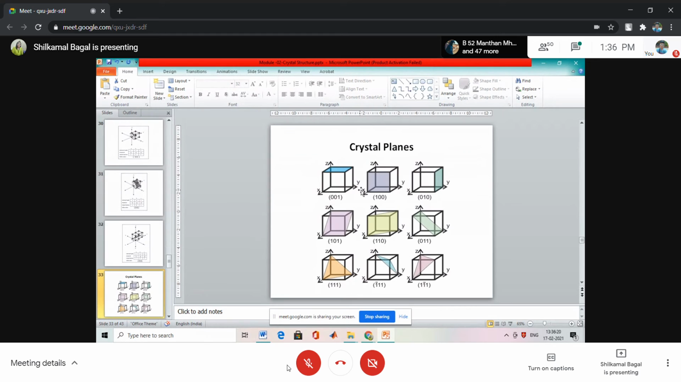Or if we are given the indices of the plane, 0 0 1, and we have to draw the plane, then how will we draw? Take the reciprocals of these. So reciprocal of 0 is infinity, reciprocal of 0 is infinity, and reciprocal of 1 is 1. So this plane has an infinity intercept on the x and y axes. It means this plane will remain parallel to x as well as y. Then an intercept only on the z axis is there. So this plane will cut the z axis at 1 unit. So mark at this corner.